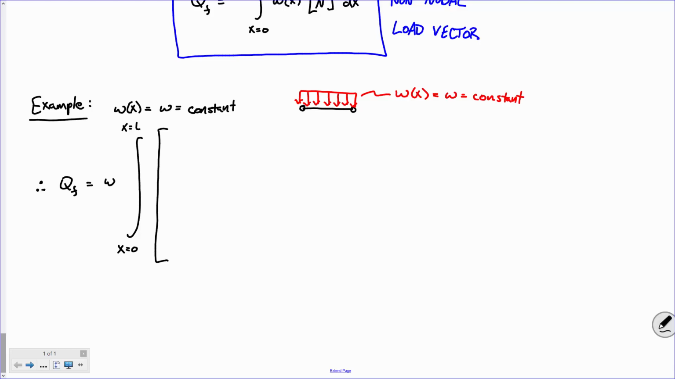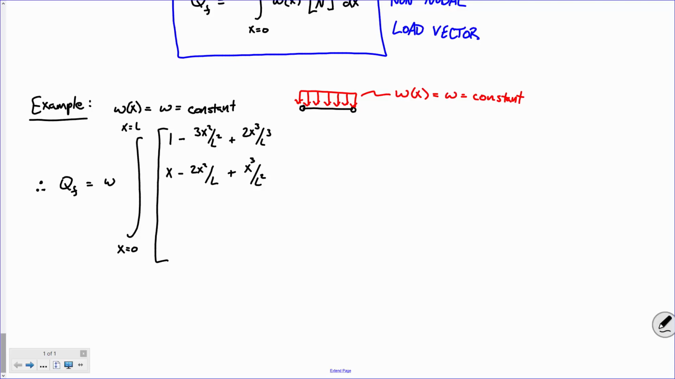Okay, so let's see. What was N1? It was 1 minus 3x squared over L squared, and it was plus 2x cubed over L cubed. Is that right? You tell me. Am I following this out? All right. N2 was what? It was x minus 2x squared over L plus x cubed over L squared. Oops, I messed that up. I was trying to fix it and I made it worse.